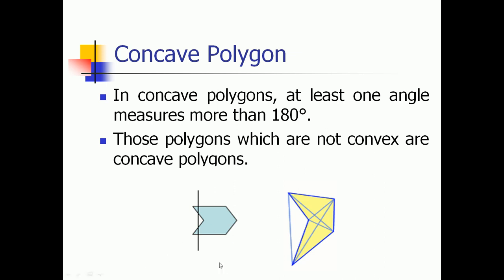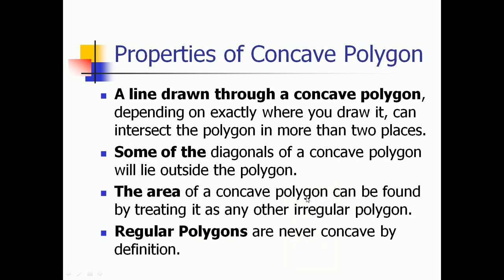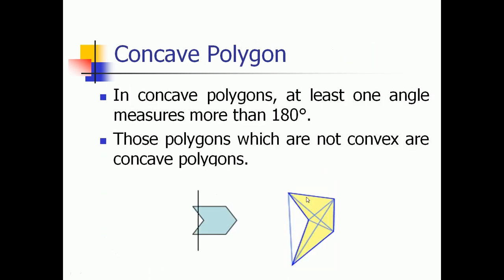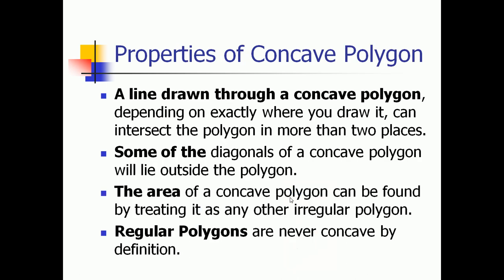Now in the figure here, you can see that the line cuts the polygon in four places, and the line can divide the polygon into more than two pieces. Then about diagonals, some of the diagonals of this concave polygon will lie outside the polygon. In the figure here, the diagonal at the top of the polygon is outside the polygon's interior space, whereas in convex polygons we have seen that all diagonals lie inside the polygon.